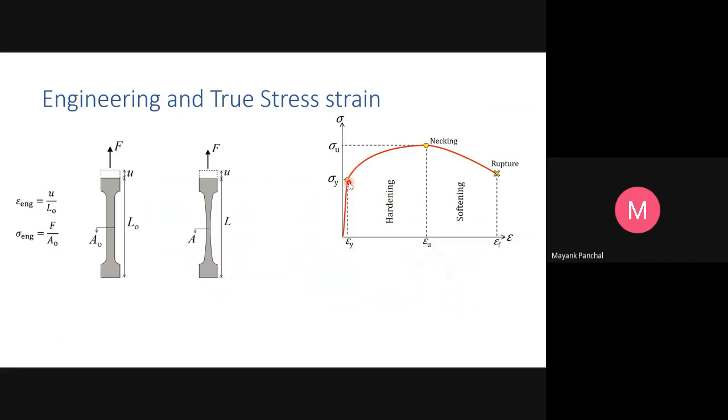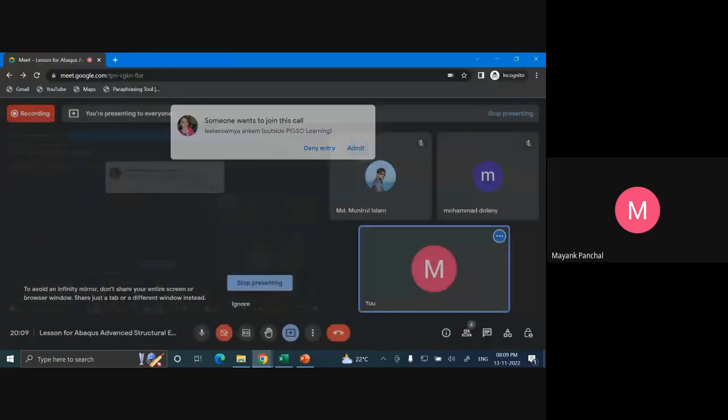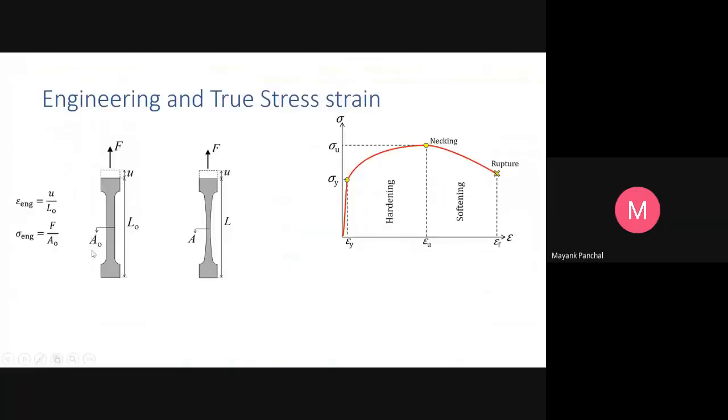So after the yield limit or elastic limit, plastic strains are there. If you unload, it will not come back to its own position. But what happens in necking? In necking, say you are doing tensile loading and you pull this. So at necking, there is strain localization at this point.